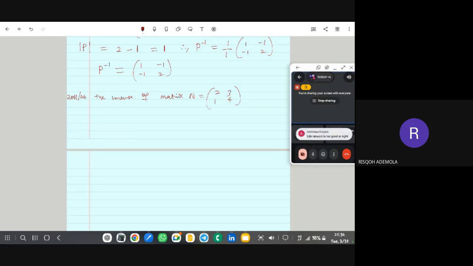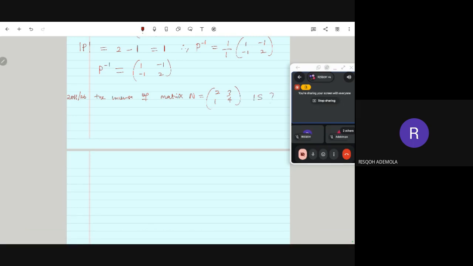The inverse of matrix N is, so N inverse, what's the formula? It is equal to 1 over determinant of N multiplied by its cofactor. So let's find the cofactor of N. Very simple. Since N is 2, 1, 3, 4, the cofactor is just, switch them, flip them. Let 4 go to where 2 is and 2 go to where 4 is. Then these 3 and 1, give them minus 3, minus 1. That's the cofactor.